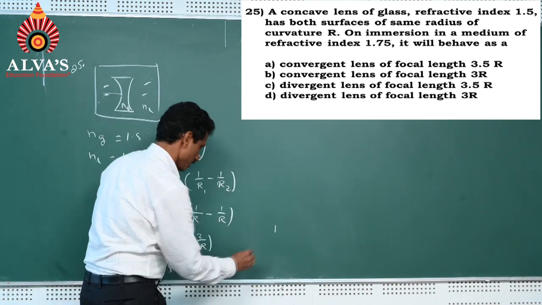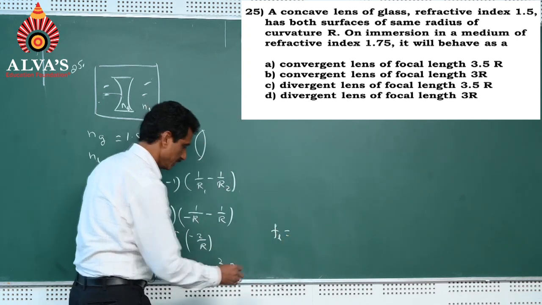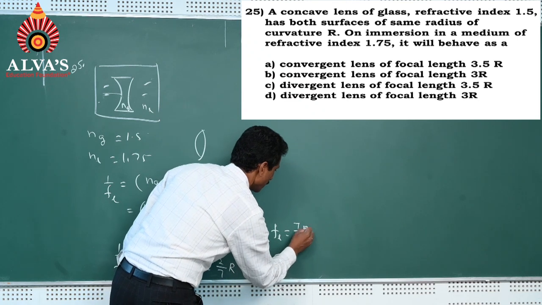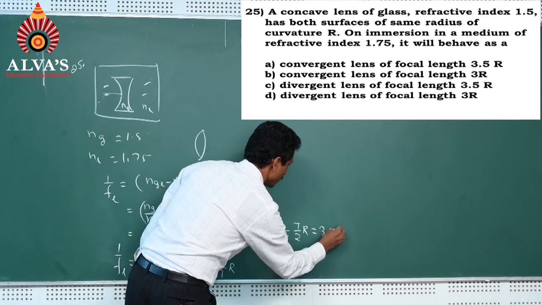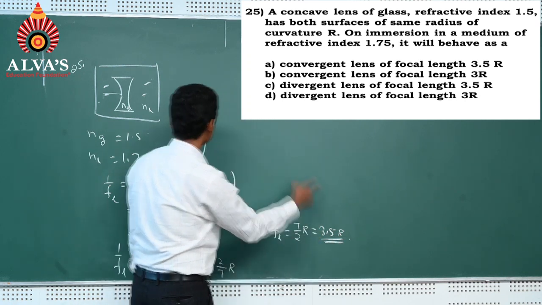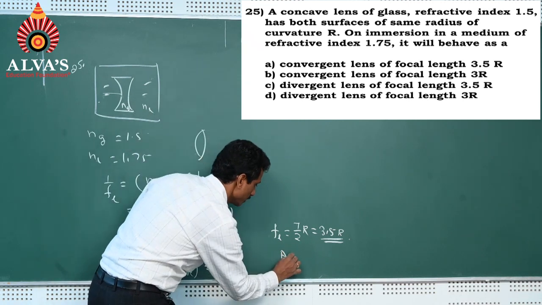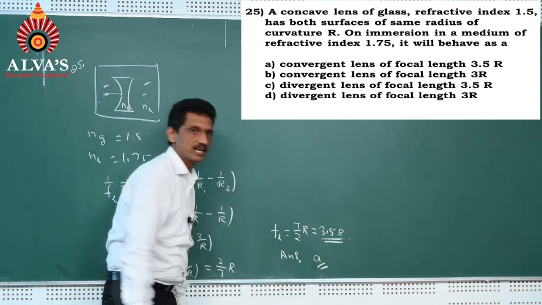Therefore, FL, the focal length of the lens in liquid, is 7 by 2R, which is nothing but 3.5R. See this, the focal length becomes positive, that is nothing but a converging lens or a convex lens. Therefore, the answer is A.